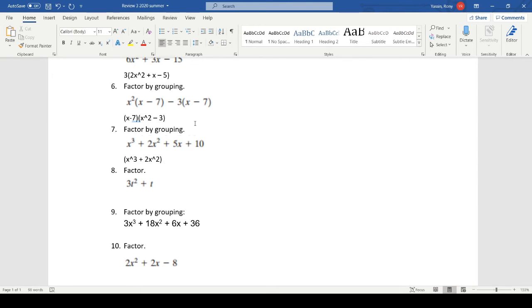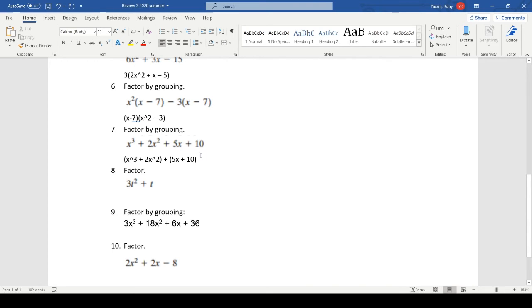The next term will be the second two terms. Make sure you add a plus sign between these, so your plus sign didn't go anywhere. All we did was put parentheses around the first two terms and then the last two terms.